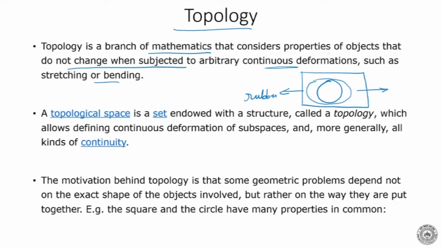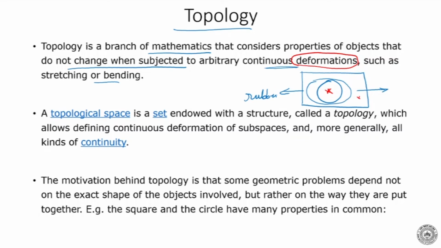What property of this object? First of all, it is a closed curve, so that property will remain. A circle can become an ellipse, but it's still a closed curve. It cannot become a straight line, for example. Points which are inside the circle will remain inside the circle, they cannot come outside. So the properties remain irrespective of the deformations they are subjected to, and this is basically what we study in topology.